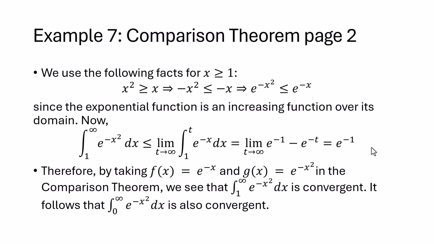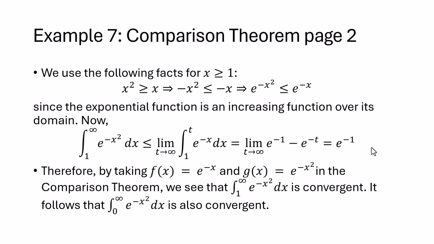Now, the improper integral from 1 to infinity of e to the negative x squared dx is going to be less than or equal to the limit as t approaches infinity of the integral from 1 to t of e to the negative x dx. And this integral evaluates out to the limit as t approaches infinity of e to the negative 1 minus e to the negative t, which happens to be equal to e to the negative 1.